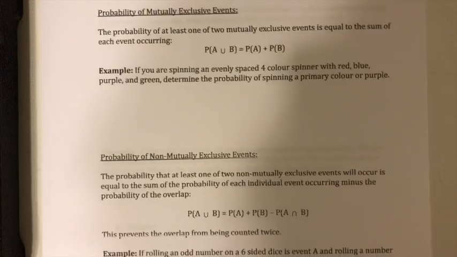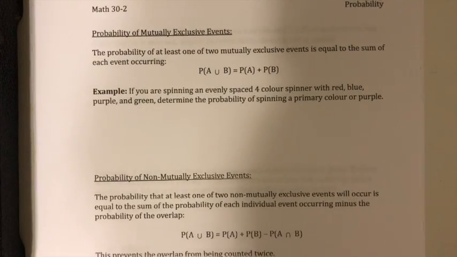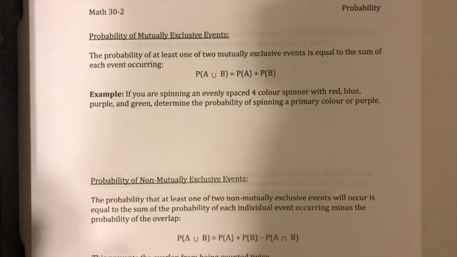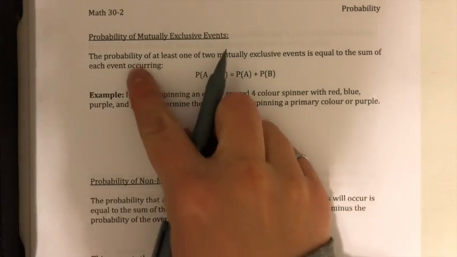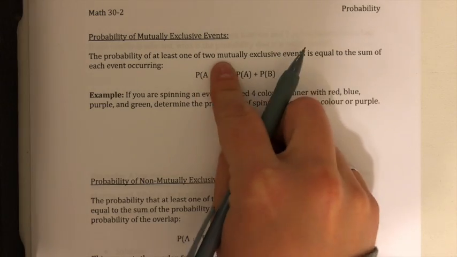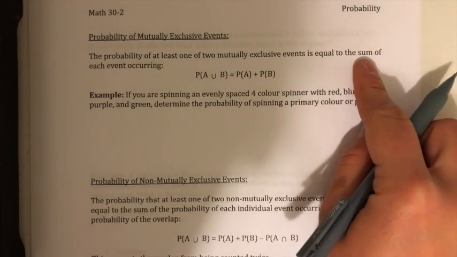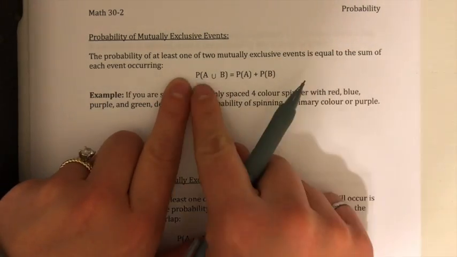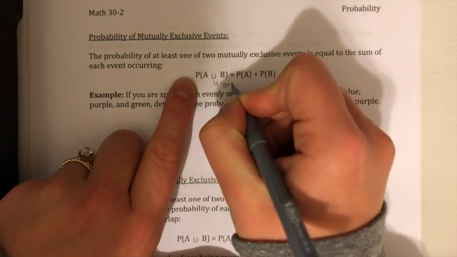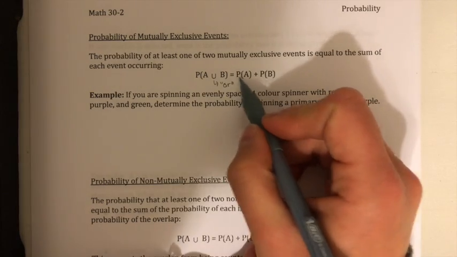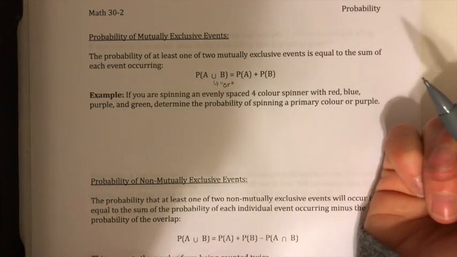Here we go. So the probability of mutually exclusive events. The probability of at least one of two mutually exclusive events is equal to the sum of each. Okay, so the probability of A or B, remember that this means the union symbol, is the probability of A plus the probability of B.